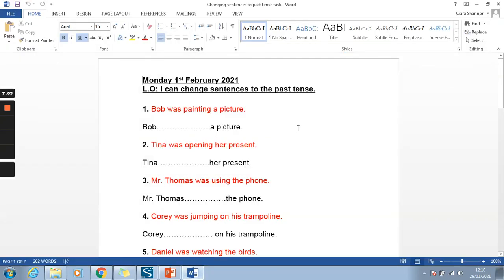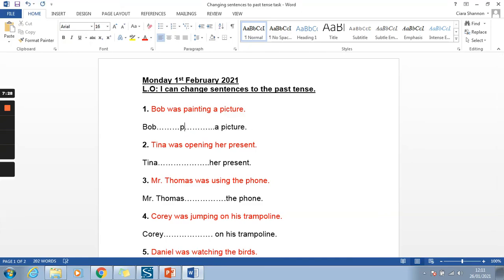Then you have a task. So I've put together lots of different sentences for you, where I've written them in either the present or the future tense, and then you read the sentence and then you add the word to change it to the past tense. Okay, so Bob was painting a picture. So to change that to the past tense, Bob, I would say, painted a picture.